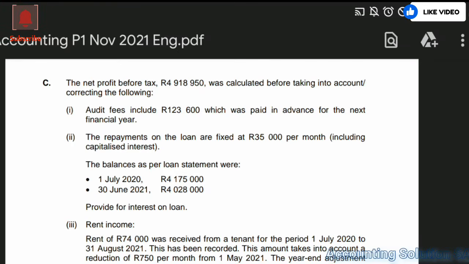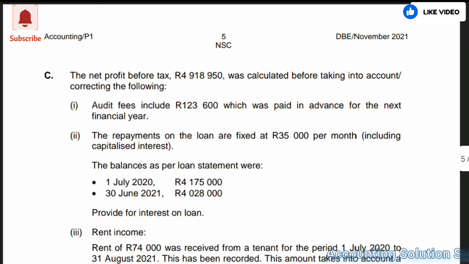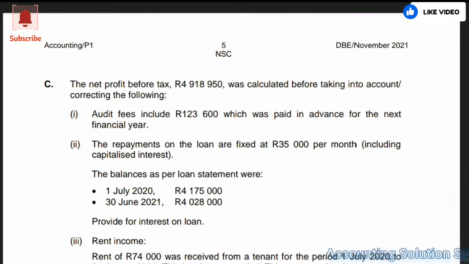They say the repayment on loan are fixed at 35,000 per month, including capitalized interest. Okay. Then they said the balance as per loan statement were as follow. On 1 July 2020, it was 4,175,000, and at the end of the year, it was 4,028,000. Okay, then they said now provide for interest on loan.